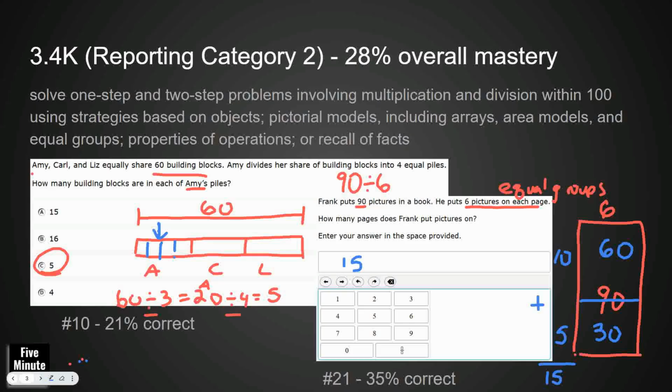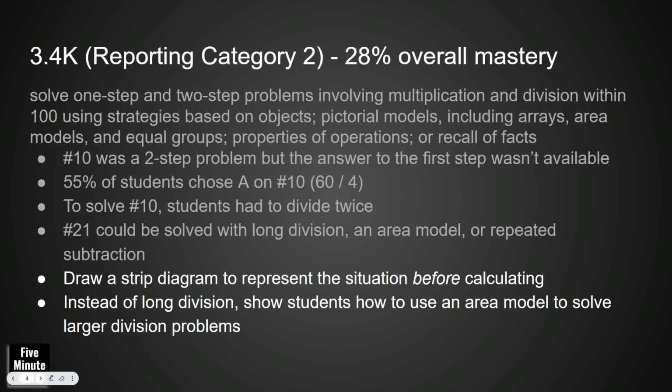And so if they weren't capturing this on number 10, there was a two-step problem. What they're going to do is see the word divide. They're going to see two numbers, 60 and 4, and they're just going to do 60 divided by 4. And that's 15, and 55% of our students didn't necessarily recognize this as a two-step problem. They just saw the word divide, saw two numbers. 4 goes into 60 evenly, and they figured that's it. So we had to divide twice, which was the challenge.